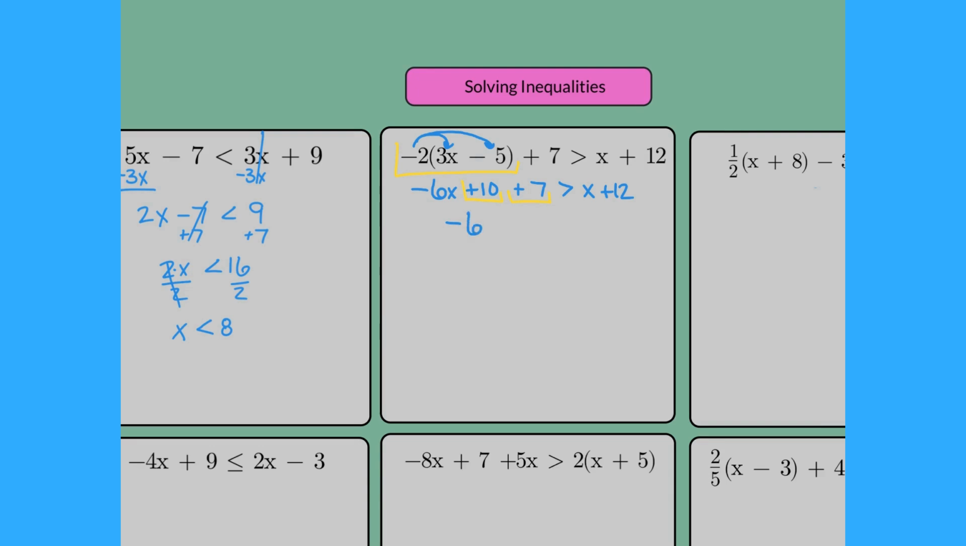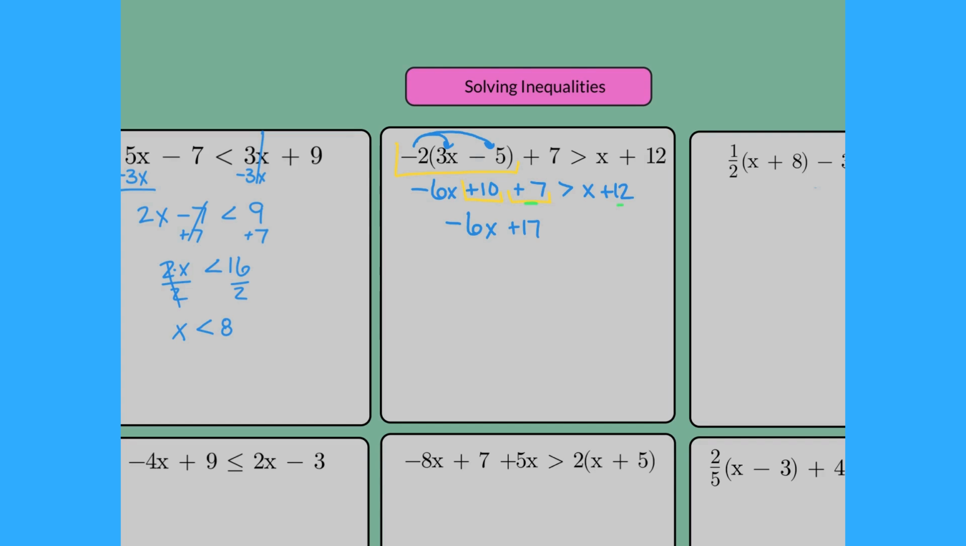Again, because they're on the same side of the inequality, I can just add those like terms as is. So positive 10, positive 7 is positive 17. It's only when those like terms are on opposite sides that I have to do the opposite. For example, if I wanted to combine the 7 with the 12, I would have to minus 7 from both sides, or minus 12 from both sides. Because they're on opposite sides, I would have to use opposite operations.